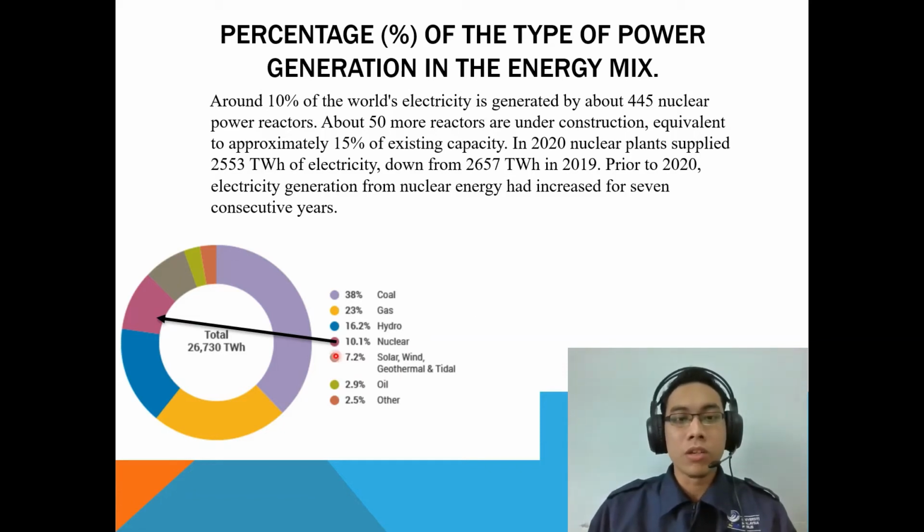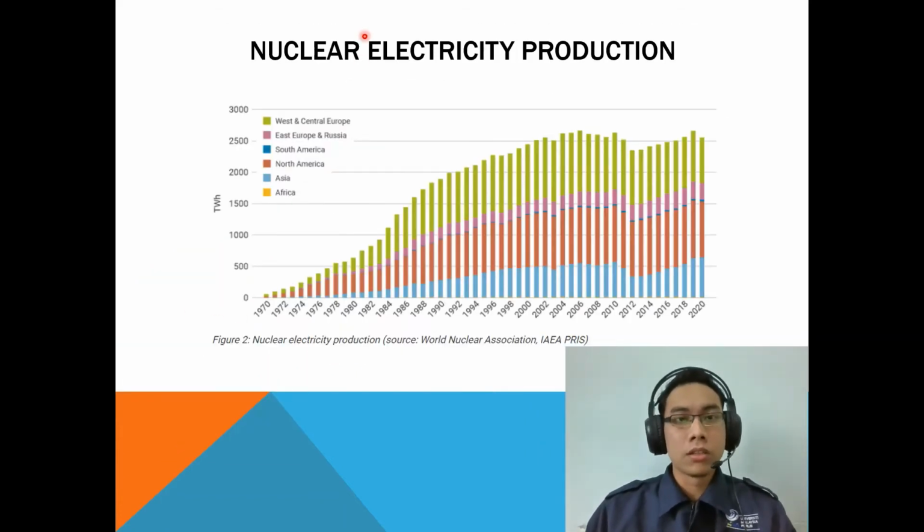So from here we can see this is a pie chart based on the energy mix in 2020. We can see nuclear has supplied 10.1% of the overall energy mix. So this is a bar chart based on Europe. We can see the electricity production. This is sourced from the World Nuclear Association.